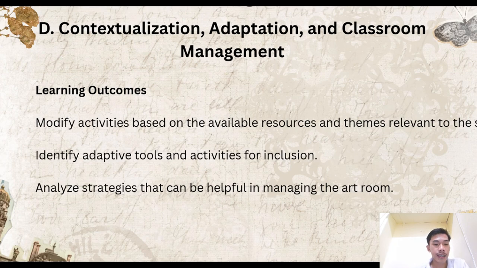So we are now on the letter D. In this chapter, we will discuss contextualization, adaptation, classroom management, and art education. The learning outcomes of these lessons are, first, modify activities based on available resources and themes relevant to students. Second is identify adaptive goals and activities for inclusion. Then analyze strategies that can be helpful in managing the art room. By the end of this lesson, we should understand how to make art activities meaningful, inclusive, and organized for all learners.